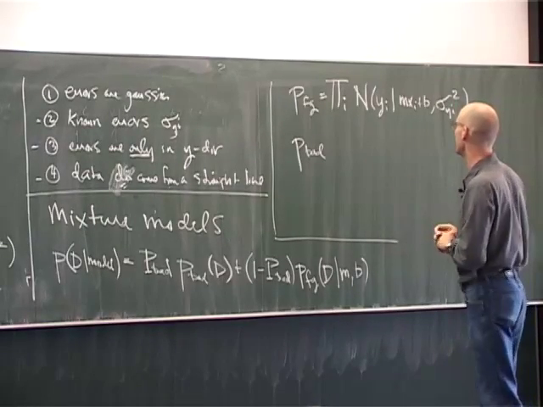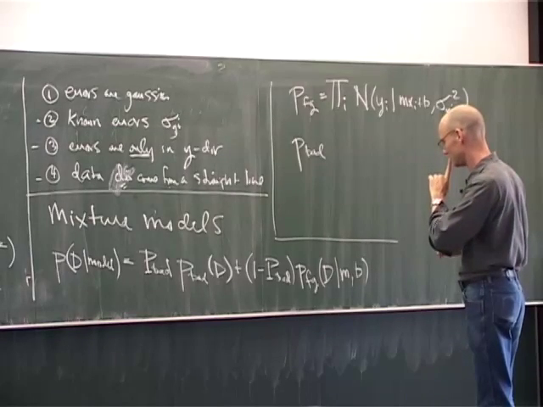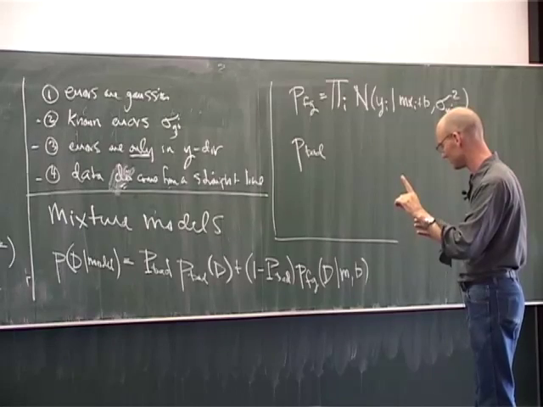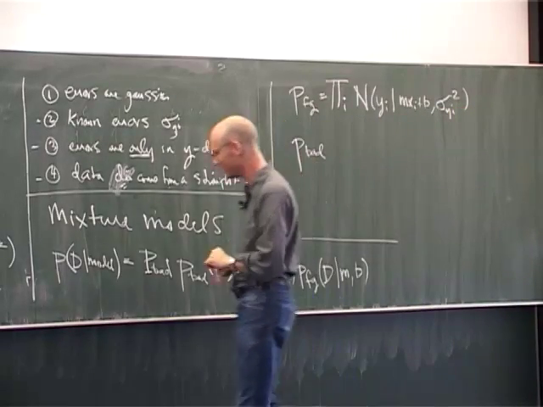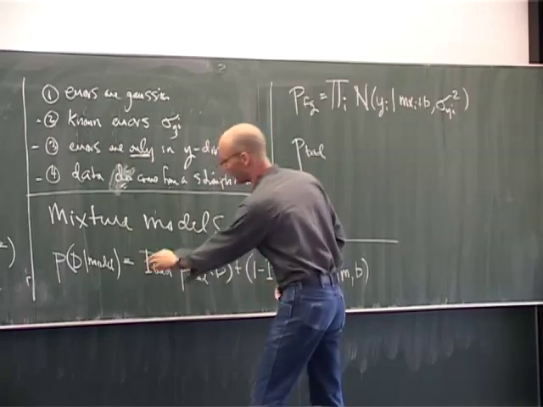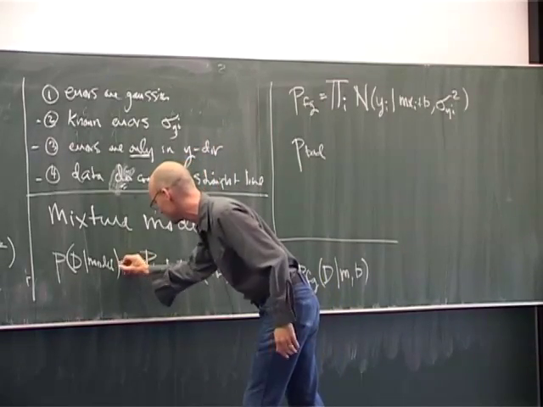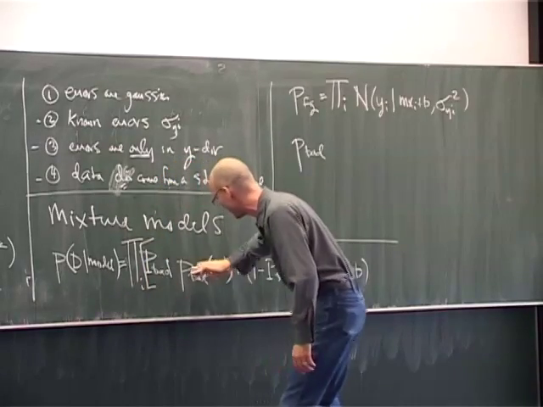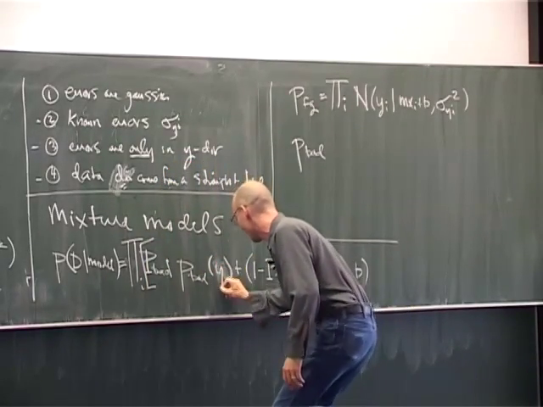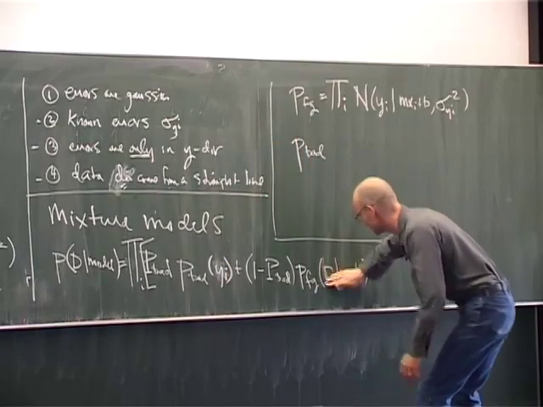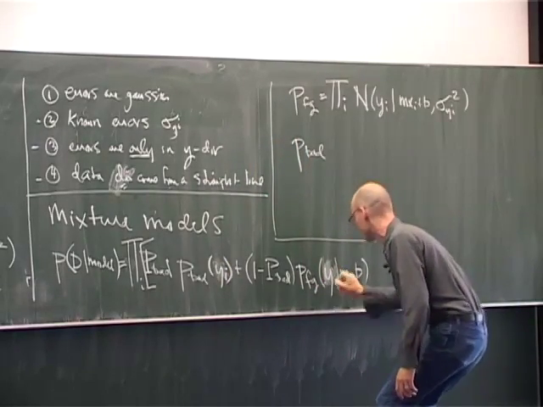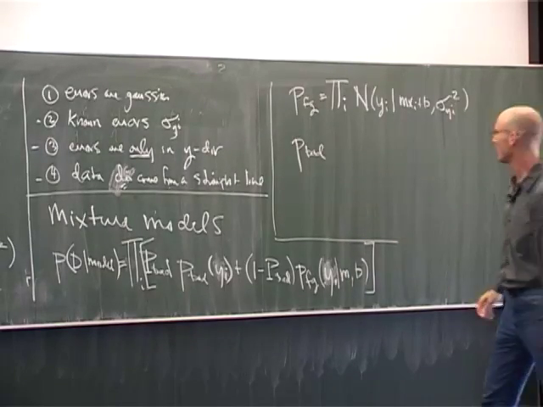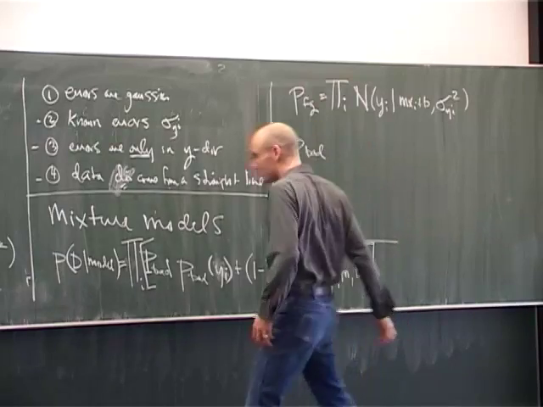Okay, so I shouldn't... I've made a slight mistake here, which is that really I should say that this... I have made a mistake, I'm sorry about this. I should say that this is a product over i of p bad for y_i and 1 minus p bad for y_i. And then this just becomes, where's my pseudo eraser?